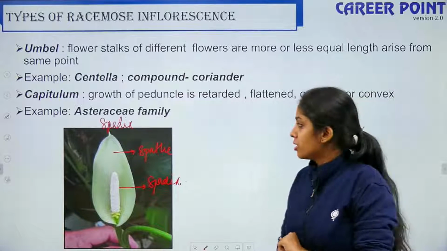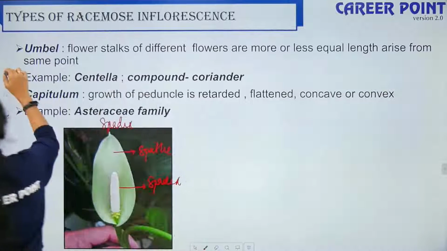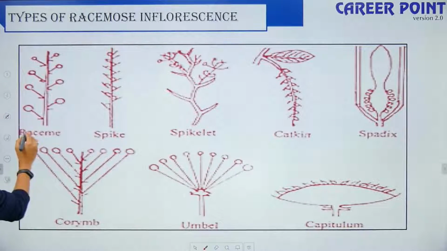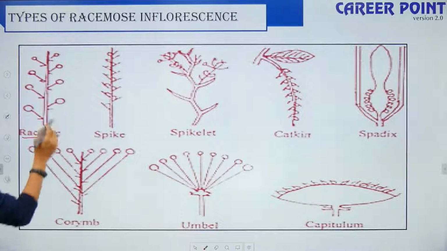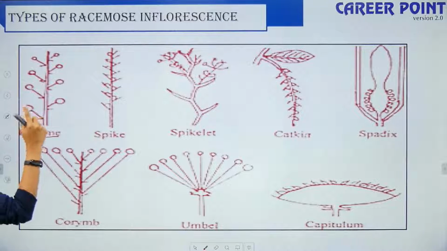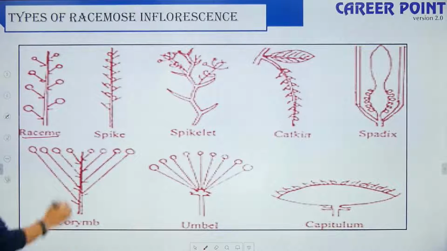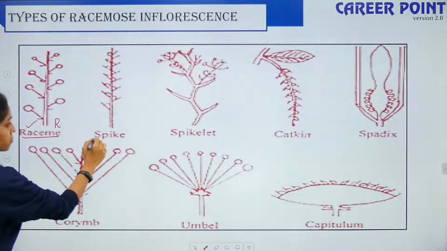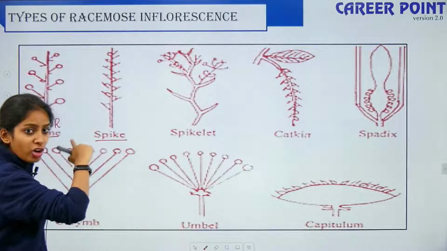Okay, so this is the first picture I want to show you. Here I have the entire picture. So raceme, the first one. Here the flower is here. So this peduncle elongates, the flowers are pedicellate, right? So this is your racemose. The example we read is your radish. So this is your spike. I showed you what is a spike or your Spadix.